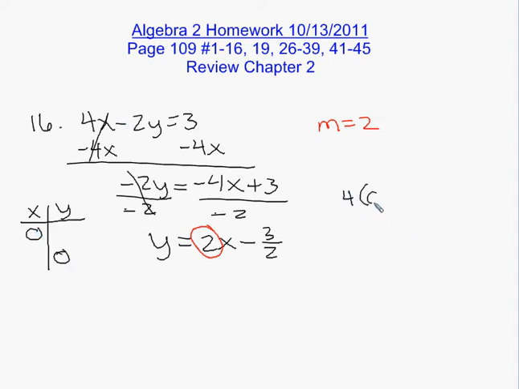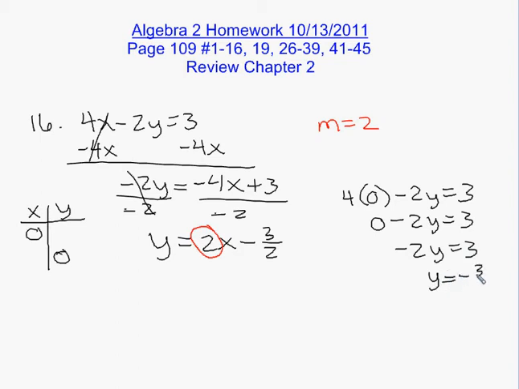So 4 times 0 minus 2y equals 3. That would be 0 minus 2y equals 3, which is negative 2y equals 3, and then you would divide both sides by negative 2. So y would equal negative 3 over 2.